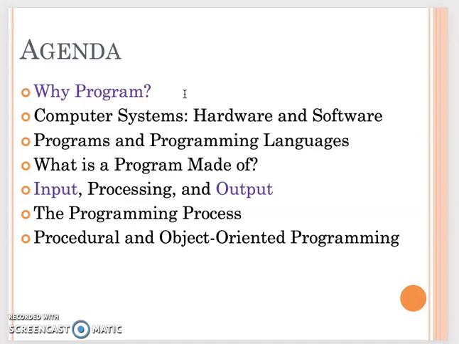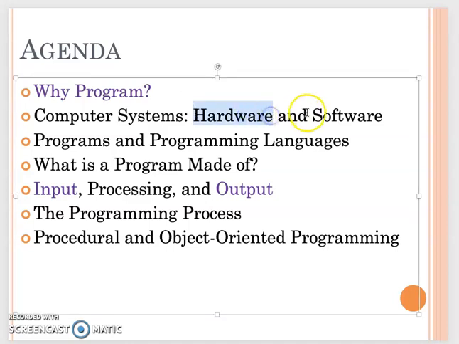So why do we need to write a program? We need to talk about the hardware and software, so that's what we'll talk about in this video. Then we will quickly talk about what a program is, what a programming language is, and what programs are made of. Then in a couple of other videos, we will talk about input and output and the programming process.